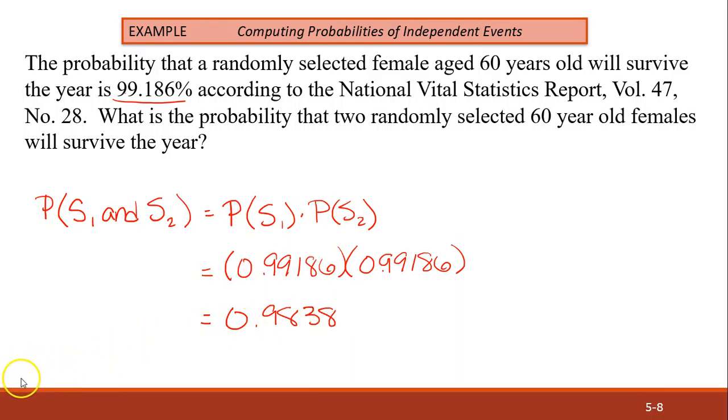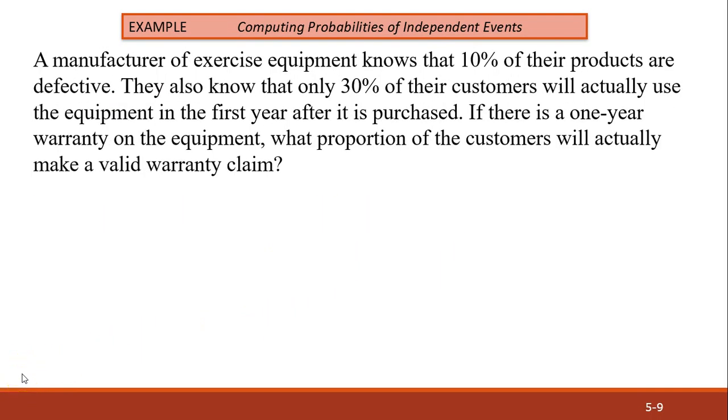And that's it. Here's another example of computing probabilities of independent events. A manufacturer of exercise equipment knows that 10% of their product is defective. They also know that only 30% of their customers will actually use the equipment in the first year after it is purchased. If there is a 1-year warranty on the equipment, what proportion of the customers will actually make a valid warranty claim?